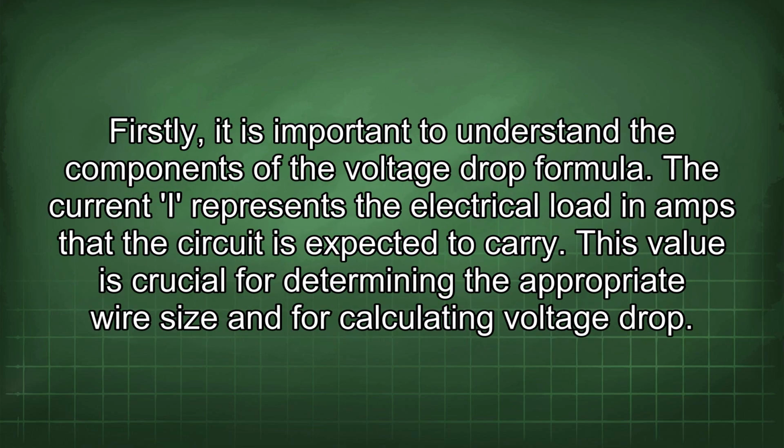Firstly, it is important to understand the components of the voltage drop formula. The current I represents the electrical load in amps that the circuit is expected to carry. This value is crucial for determining the appropriate wire size and for calculating voltage drop.